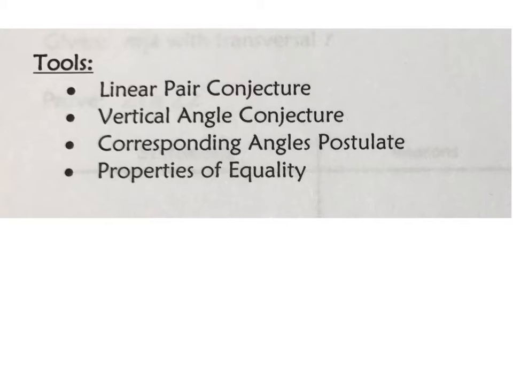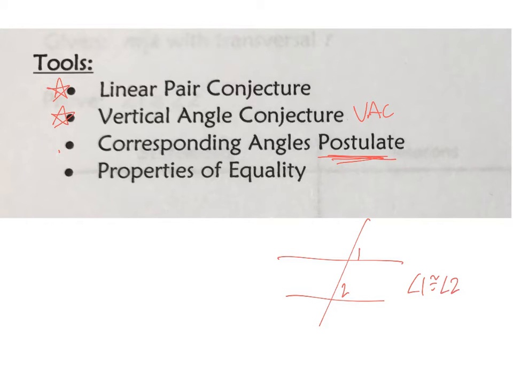use. So we can use the linear pair conjecture, meaning if 2 angles form a line, we know they have to equal 180 degrees. We can use a vertical angle conjecture. Remember, we called that the VAC, saying that vertical angles are congruent. We are taking the corresponding angles as a postulate. Remember how we talked about a postulate is something we accept as being the truth. So if we see corresponding angles such as 1 and 2, we can go ahead and say that angle 1 is congruent to angle 2 because of the corresponding angles postulate.